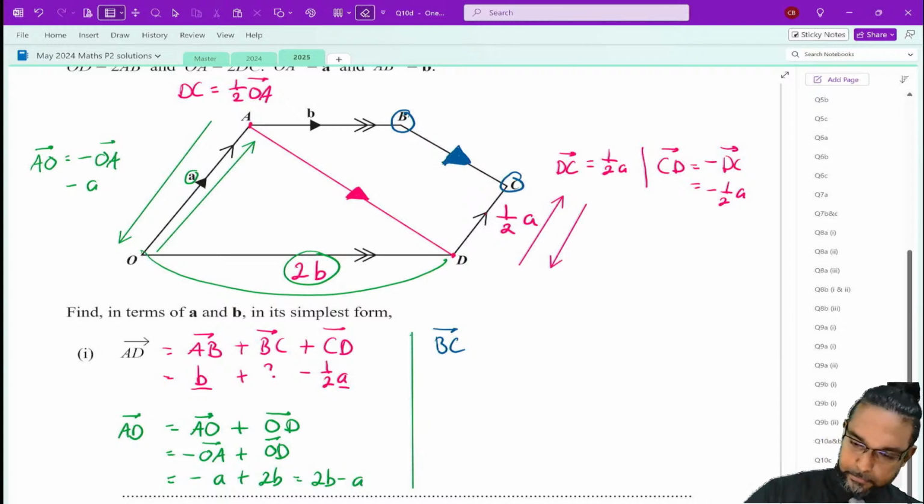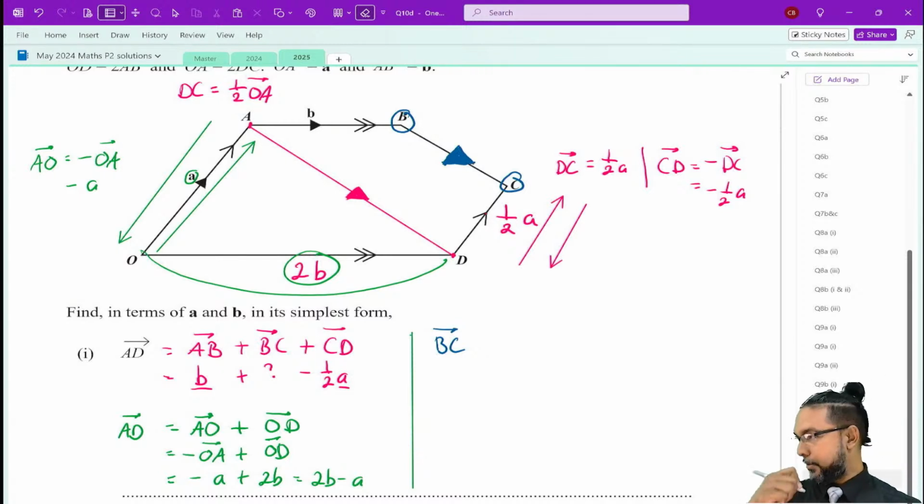Right. Yeah, drawing arrowheads is the bane of my existence.